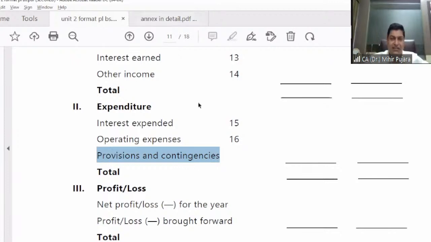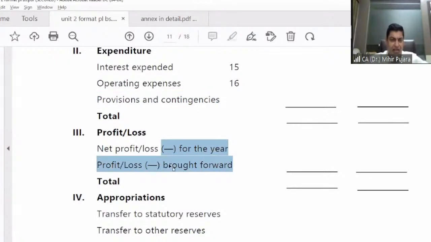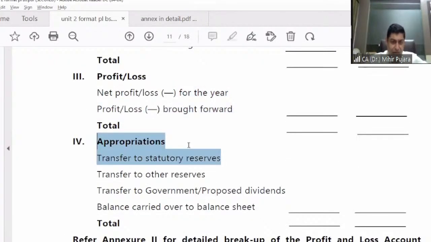Okay, so after this 13, 14, 15, 16, you will get the profit of current year. You will add profit of previous year and then appropriation. Now, what is the transfer to statutory reserves? The word is statutory. It means it is compulsory.